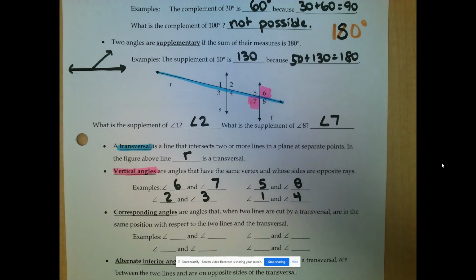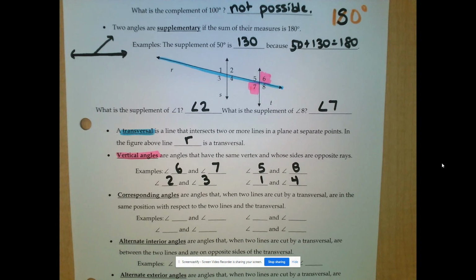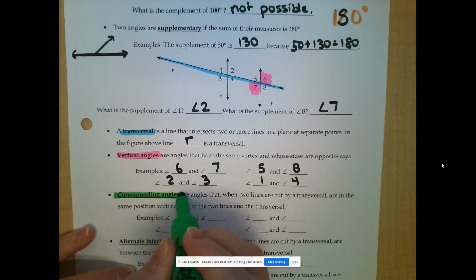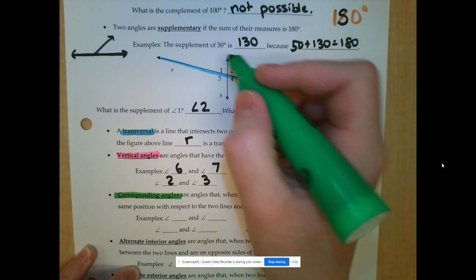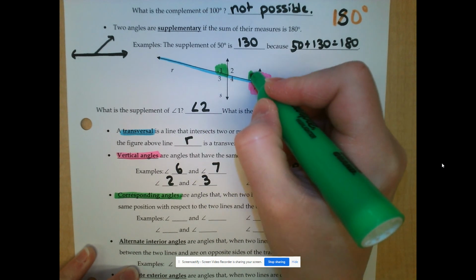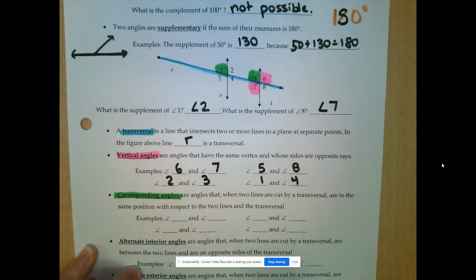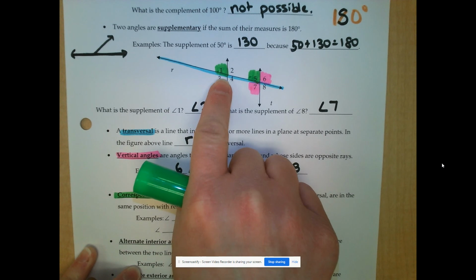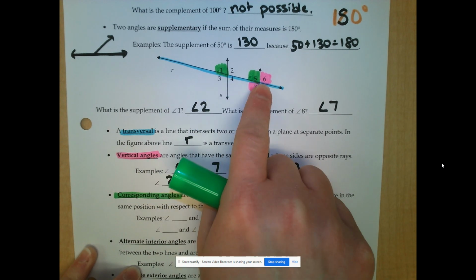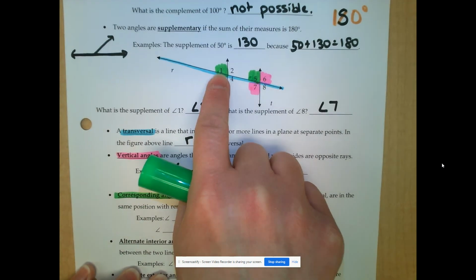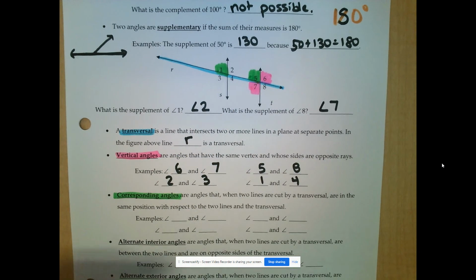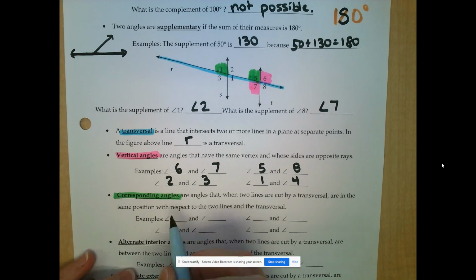Corresponding angles are angles that, when two lines are cut by a transversal, are in the same position with respect to the two lines and the transversal. So this is a little bit tricky, it's a little wordy. So corresponding angles, I could say, for example, angle 1 and angle 5 are corresponding. They're both in the upper left corner, one on the left point of intersection here and one on the right point of intersection.